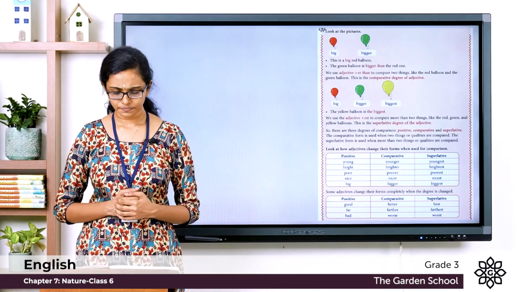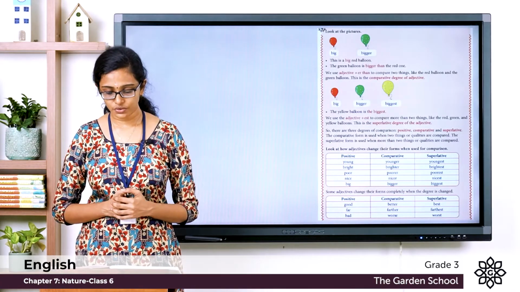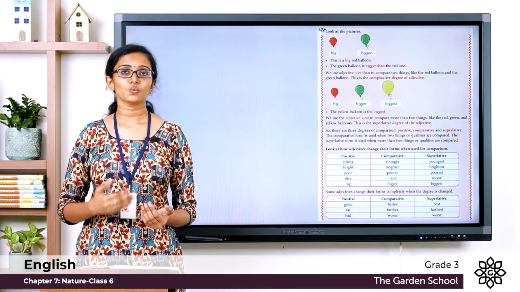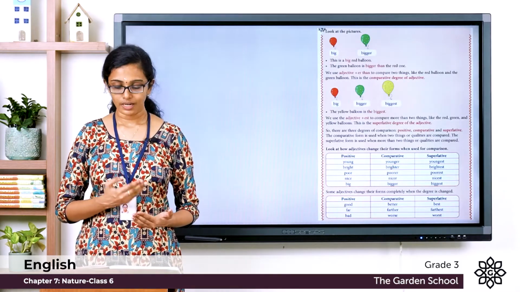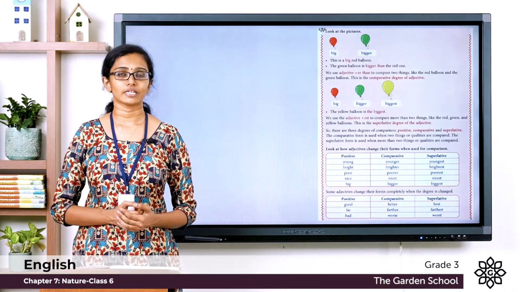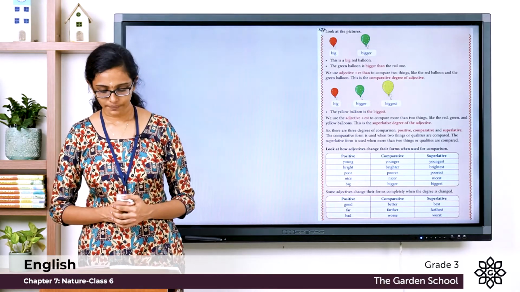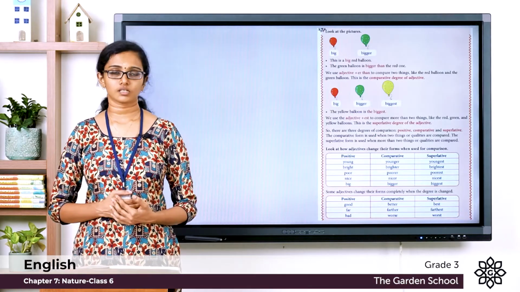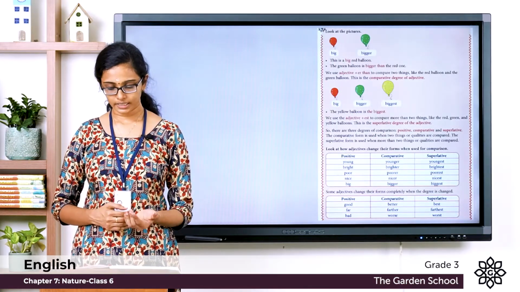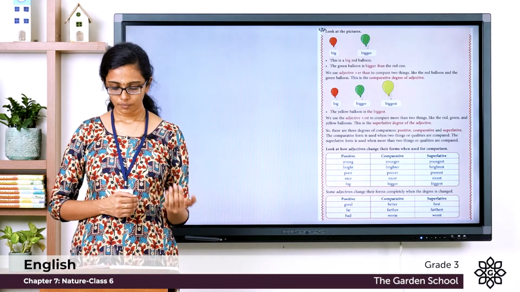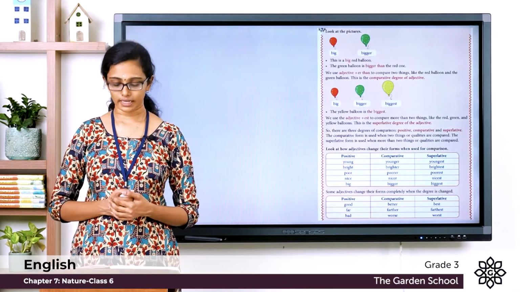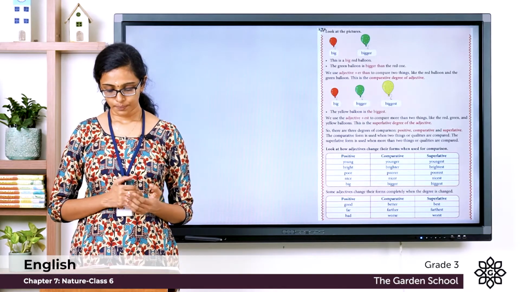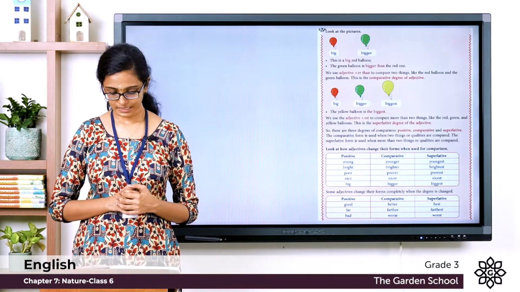And below that, look at how adjectives change their forms when used for comparison. So here a few words are given in their positive, comparative and superlative degrees. Let's have a look at these words. So the word young, younger, youngest. Bright, brighter, brightest. Poor, poorer, poorest. Nice, nicer, nicest. Big, bigger, biggest.